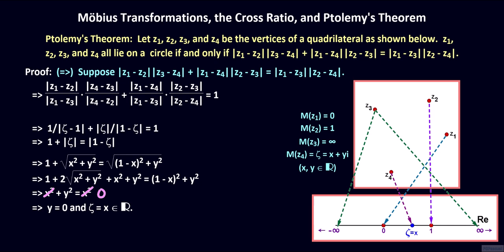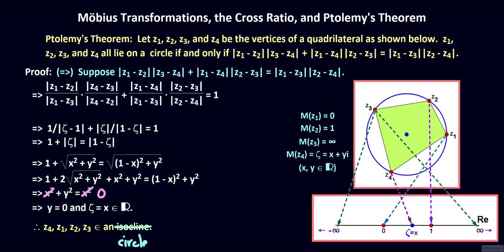Therefore, their pre-images under M, which are z4, z1, z2, and z3 respectively, must also lie on an isocline which is either a circle or a line. Being the vertices of a quadrilateral, z1, z2, z3, and z4 have to be non-collinear, and therefore the isocline cannot be a straight line and has to be a circle. This completes the exercise.